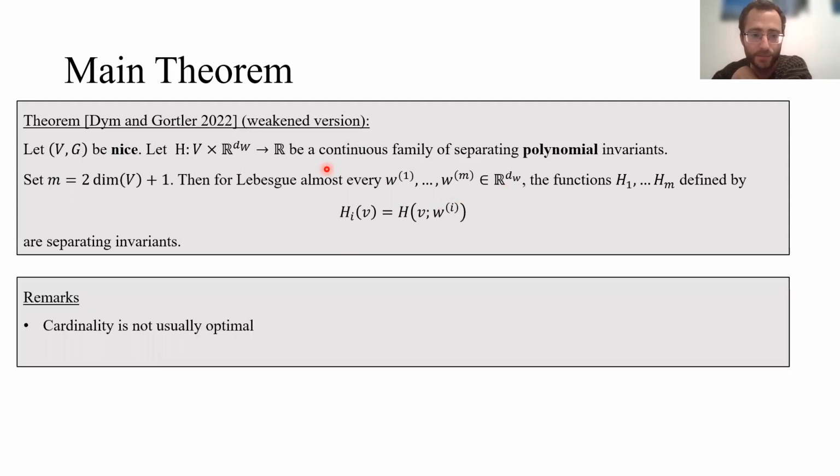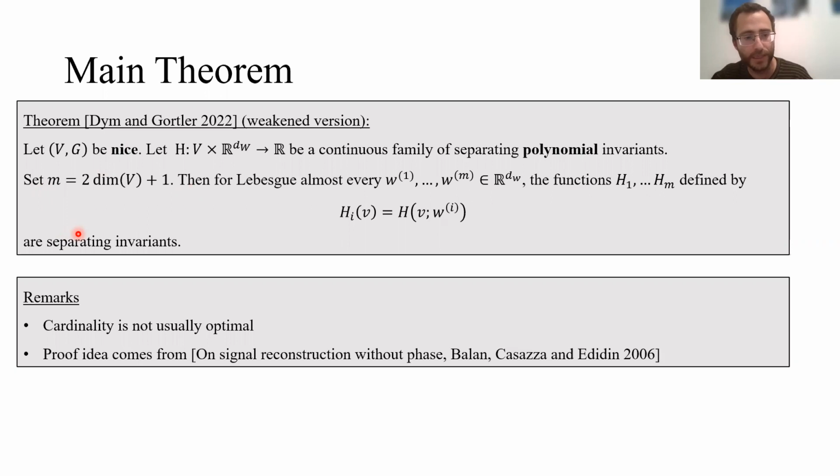And then a bit of remarks about that. One thing is that this cardinality is usually not optimal. Usually you can do a little bit better than this, but that is not a general thing. In case of whatever specific group action you're interested in, you have to investigate it more carefully. And again, this proof idea comes from this paper, where in a sense they prove this for special invariants which are related to phase retrieval, phaseless measurements.